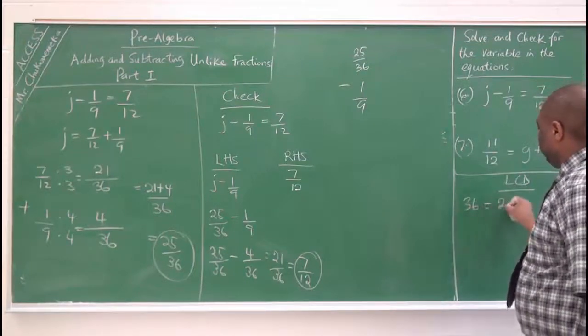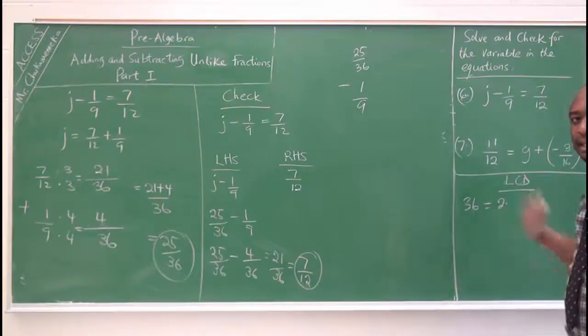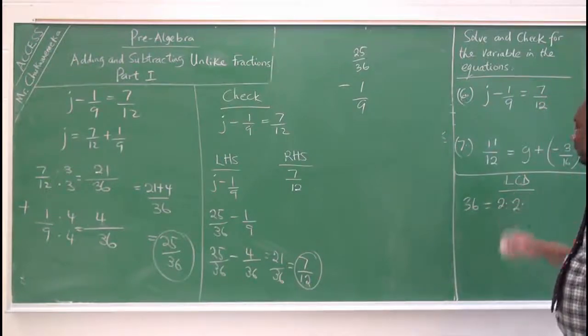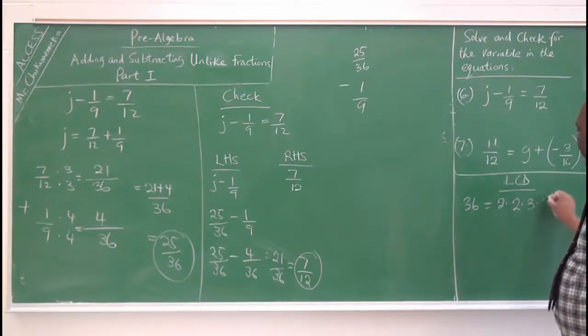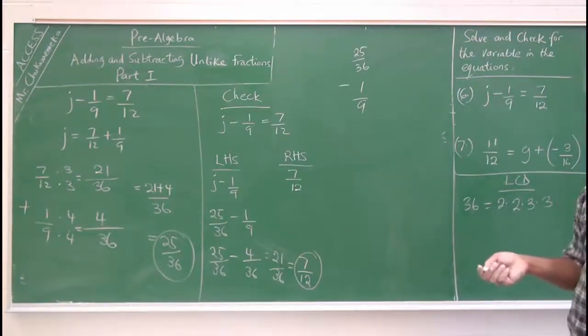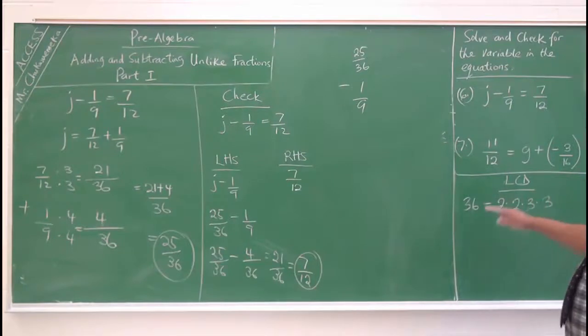36 will be 2 into 36 is 18. 2 into 18 again is 9. 3 into 9 is 3. Okay, 2 times 2, 4. 4 times 2, 12. 12 times 3, 36. These are the prime factorization. This is the prime factorization of 36.